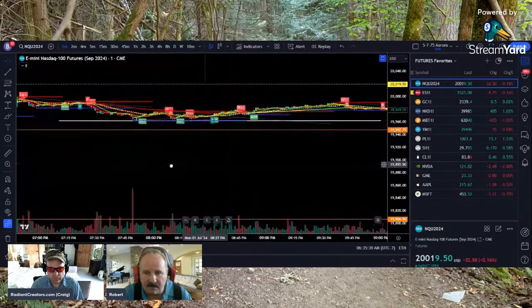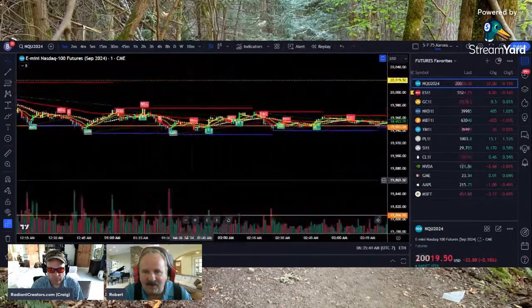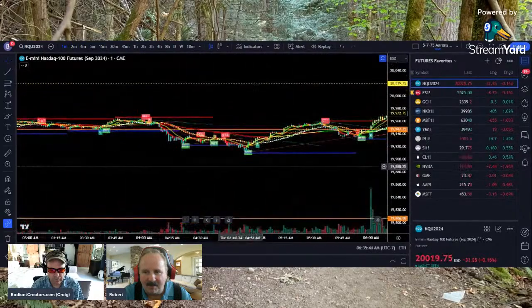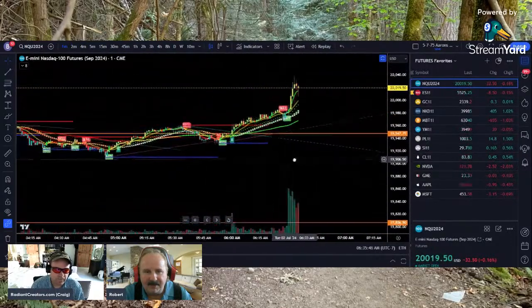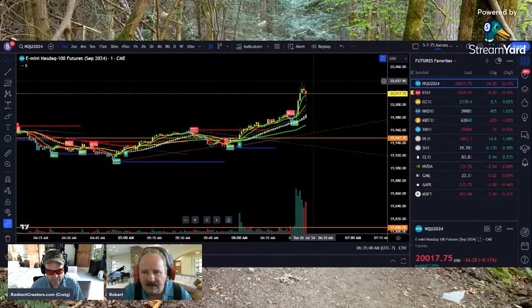This thing's just a pump, and look at this. I'm watching this yellow line go up and up and up. Let me go back here. Okay, it's starting to roll over now. It did go up to 20,037, maybe 38.